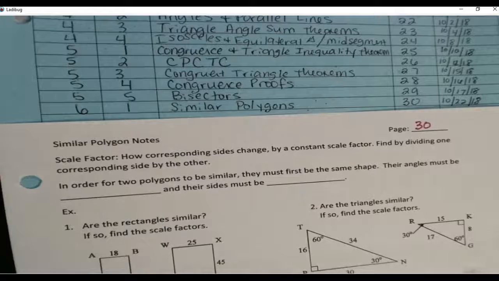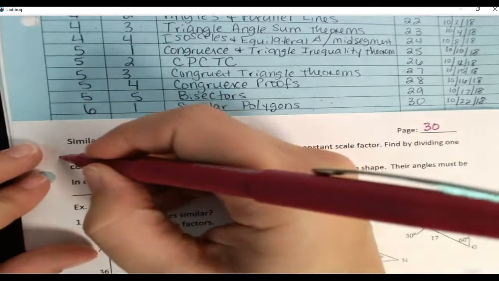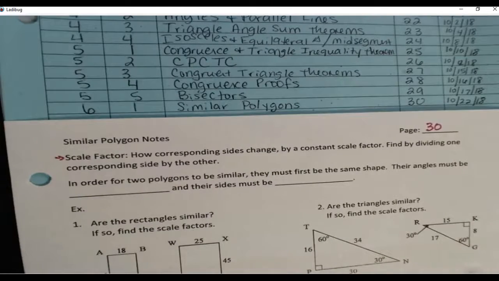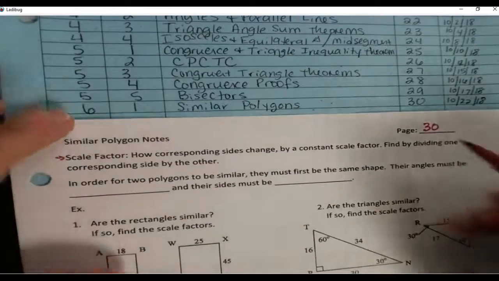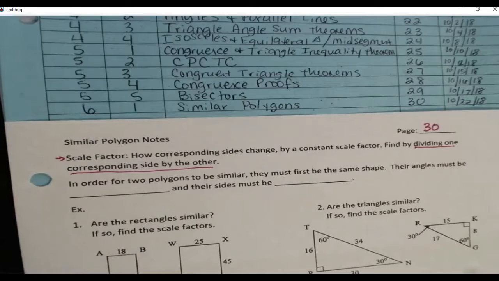Okay, so similar polygons is when you have two or more shapes and they are stretched or shrunk by a scale factor. So the scale factor is how the corresponding sides change. And it's by a constant scale factor. So you don't want one side to change because you multiply by 2 and the other side changes because you multiply by 3. Okay, so your scale factor has to be the same as you're going through all of your corresponding sides. So to find it, you divide one corresponding side by the other. Okay?